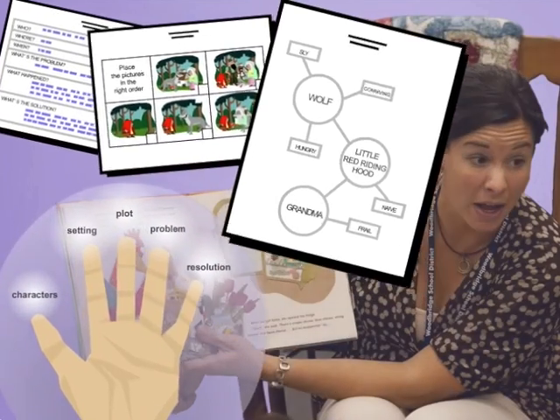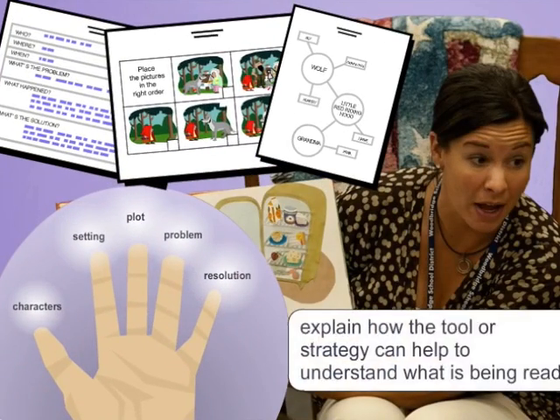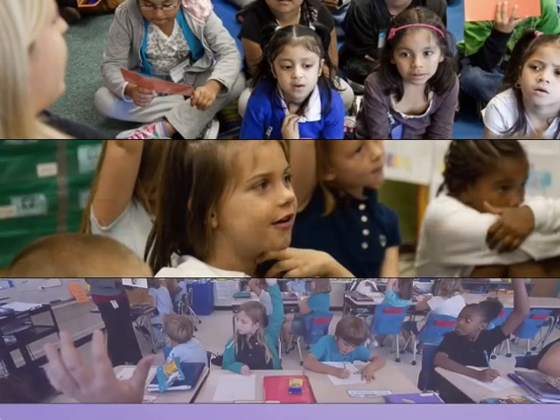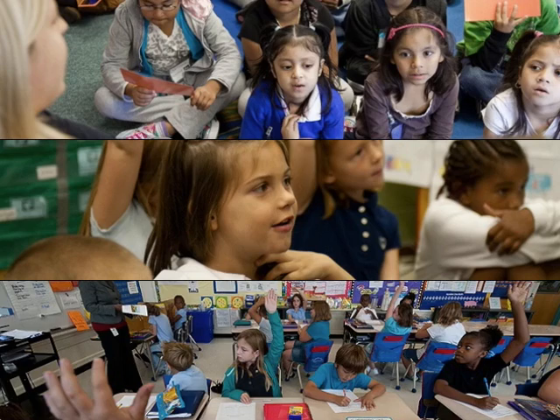story. When introducing these tools, teachers should explain how each tool or strategy can help students understand what they are reading. This way, students are more likely to think about the story elements as they read, and not just when the tools are used in class discussion. Instruction on text structure will look different across grade levels.